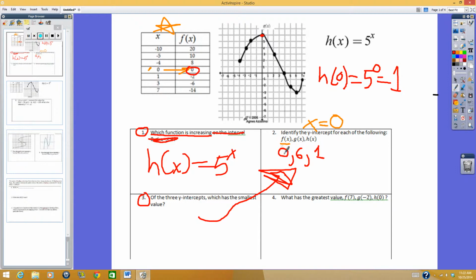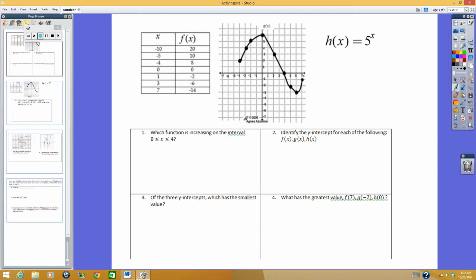Which one has the smallest value? Just circle it. Or I'm sorry, rewrite it over here. Okay. I'm going to erase all that. Bam! Now number 4, which has the greatest value?